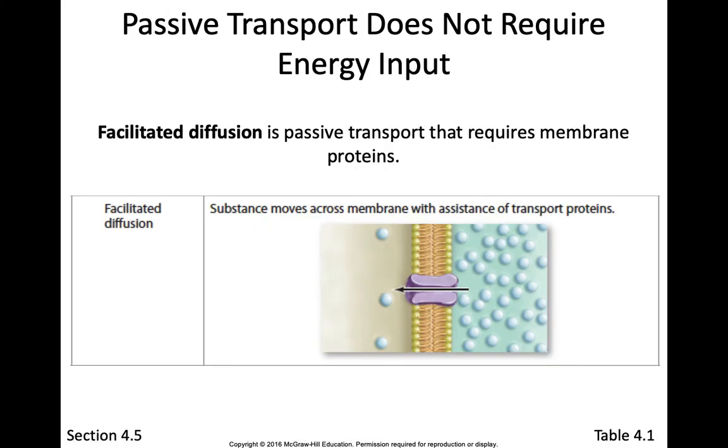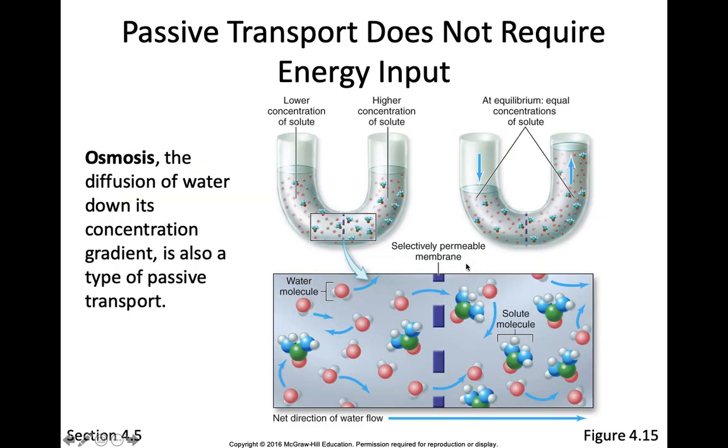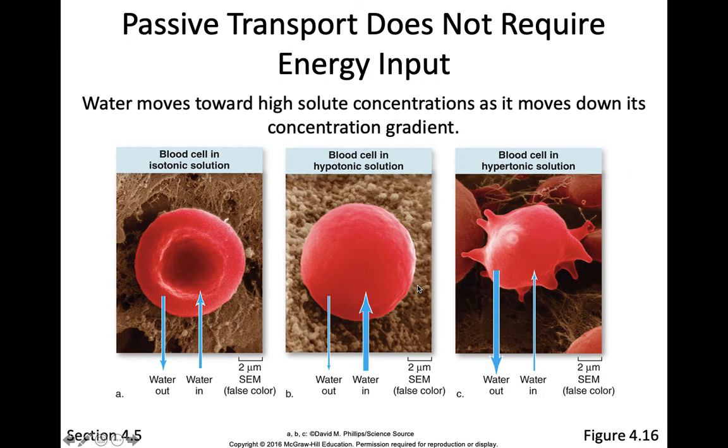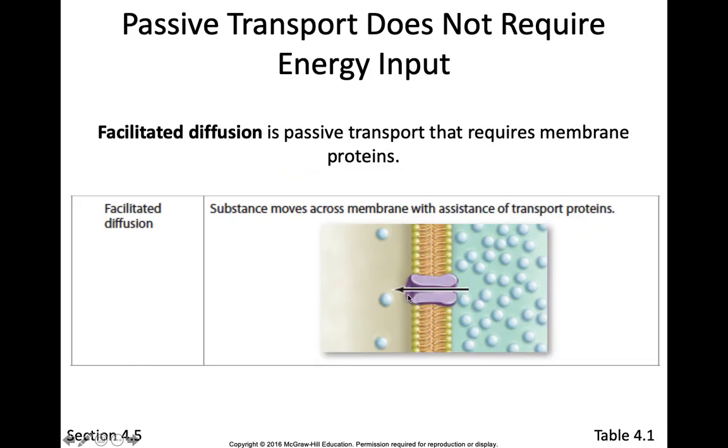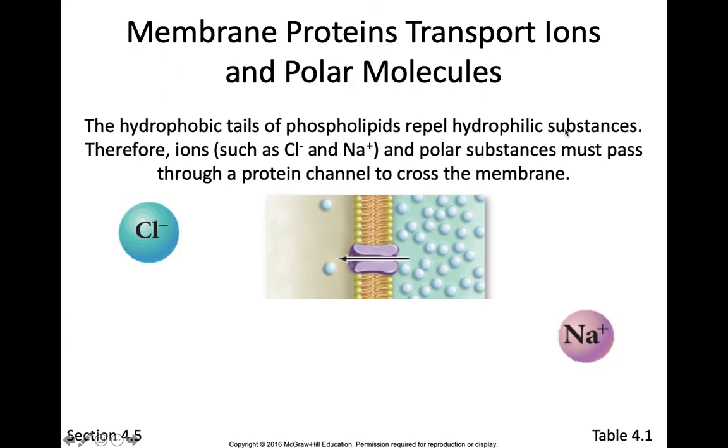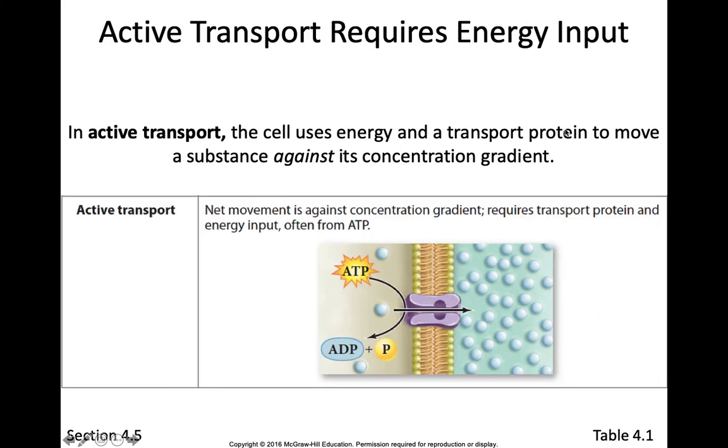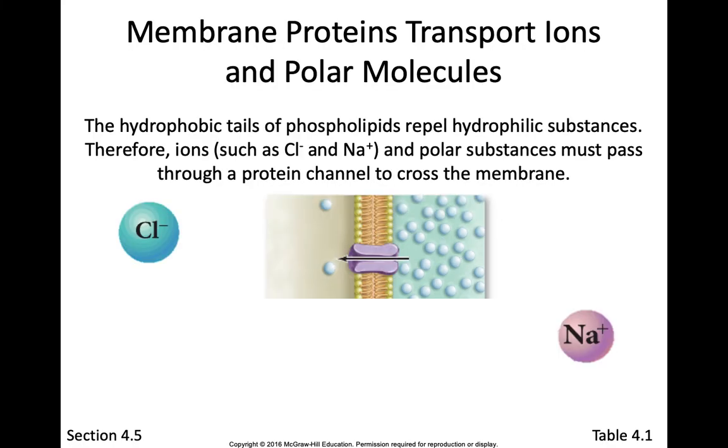Now, sometimes you have molecules which are too large to fit through these semi-permeable membranes, but they need to go across the cell membrane anyway. This can be accomplished through the aid of a channel protein. This is a concept called facilitated diffusion. So you've got a little membrane protein here, and this is essentially a little tiny tunnel that takes things across the cell membrane.